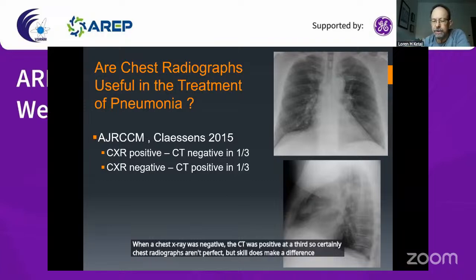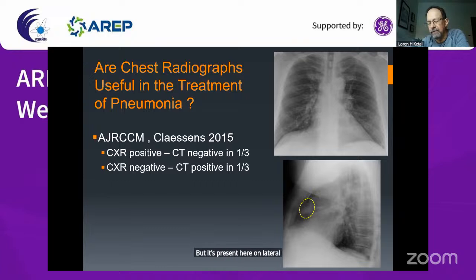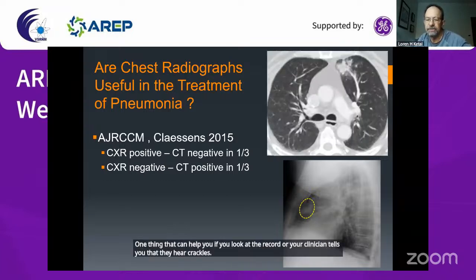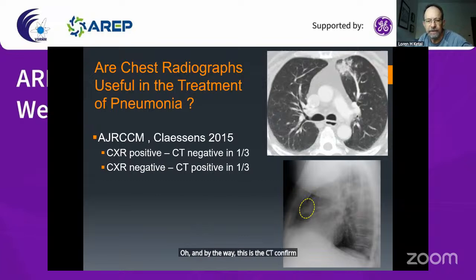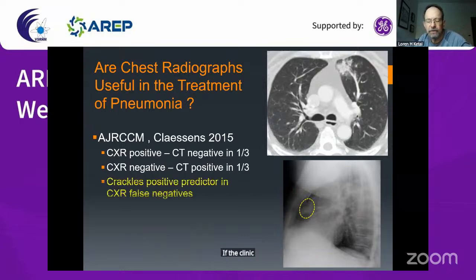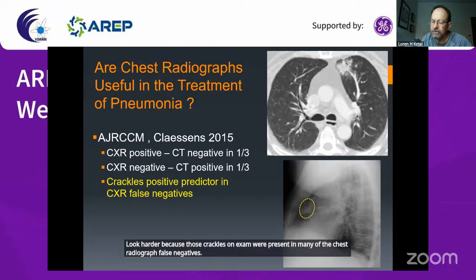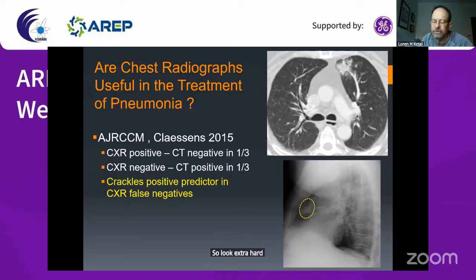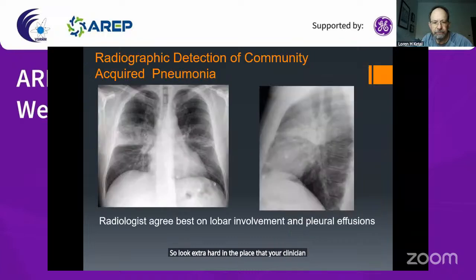And those of you looking at this picture, I'm sure many of you have seen that the pneumonia is subtle, but it's present here on lateral view only in the retrosternal area. One thing that can help: if you look at the record or your clinician tells you that they hear crackles. Oh, and by the way, this is the CT confirmation that that is real. If the clinician tells you that they hear crackles on physical exam, look harder, because those crackles on exam were present in many of the chest radiograph false negatives. So look extra hard in the place that your clinician heard rales or crackles.